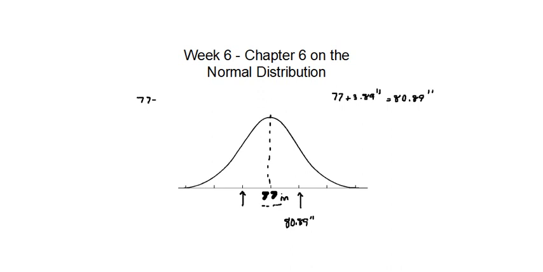77 minus 3.89 inches. And I'd have to calculate what that one was. I guess it might help if I get my calculator out here. So that means 77 minus 3.89 inches, and I get 73.11 inches.